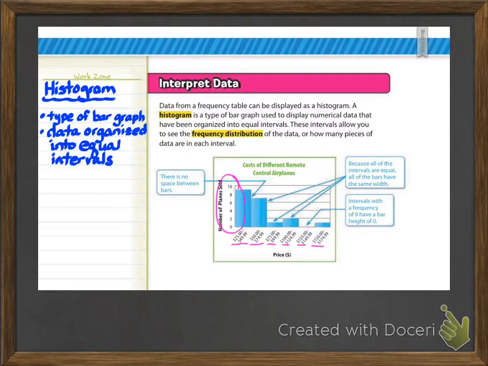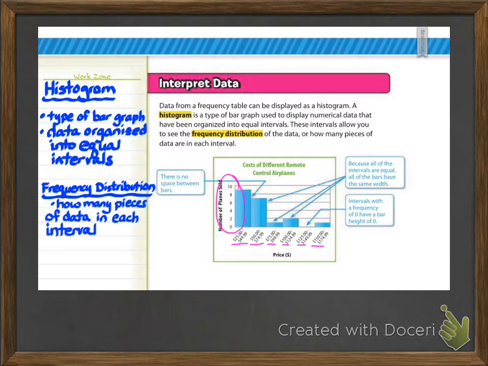Okay, so the intervals allow you to see frequency distribution. Now, frequency is how many. So frequency distribution of the data tells you how many pieces of data are in each interval. So it makes it kind of easy. And these are a lot simpler than the box plots that we have already talked about in class.